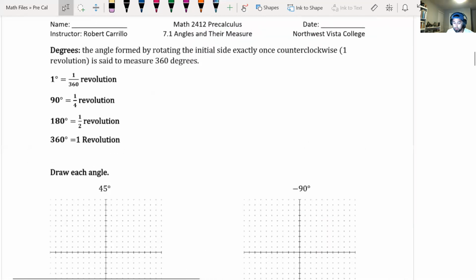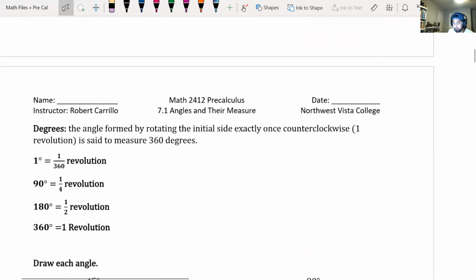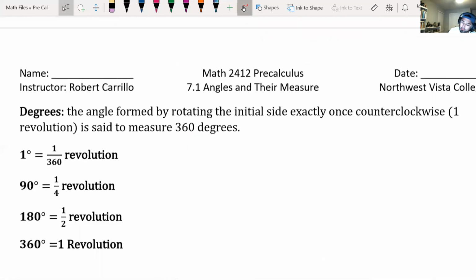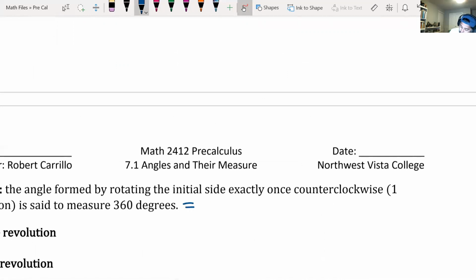And now we get into degrees. The angle formed by rotating the initial side exactly once counterclockwise, one revolution, is to measure 360 degrees. So one revolution is 360 degrees, or it is also, let me write here, equal to 2 pi radians. So a revolution is 360 degrees or 2 pi radians.